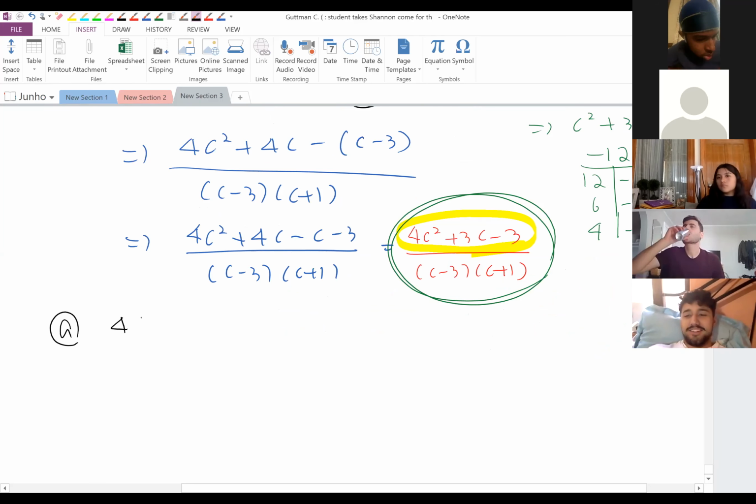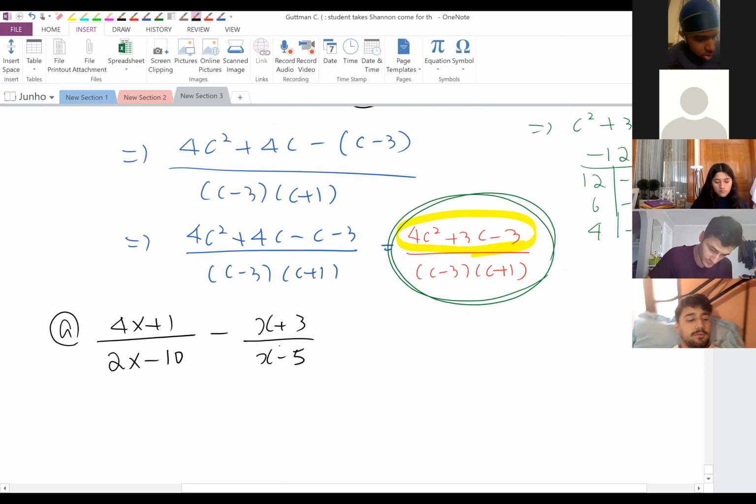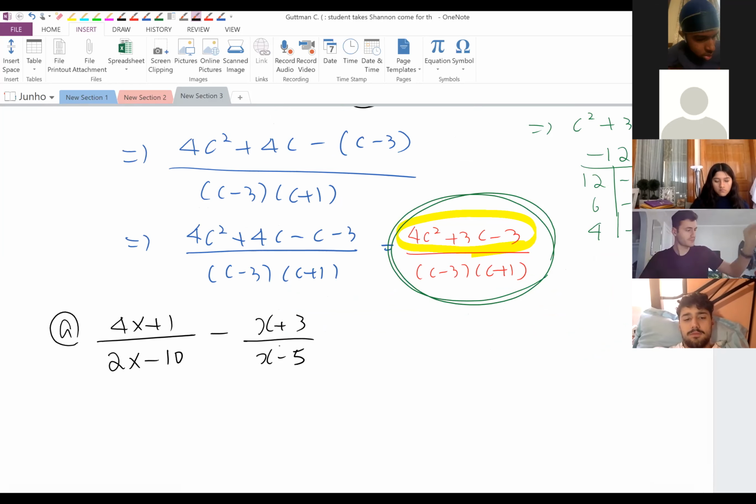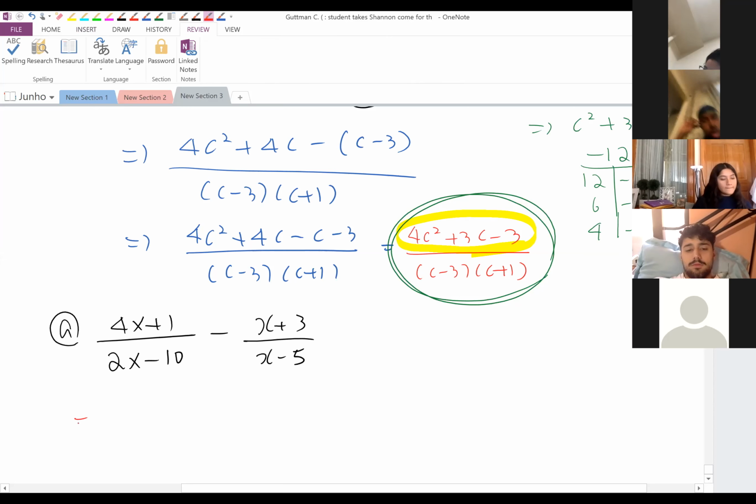A is 4x plus 1 over 2x minus 10 minus x plus 3 over x minus 5. Okay. Now, the first fraction, everything is binomial, both the numerator and denominator. Also, second fraction too. So whenever you see binomial, then try to factoring out. So this is already prime, so I just copy down 4x plus 1.